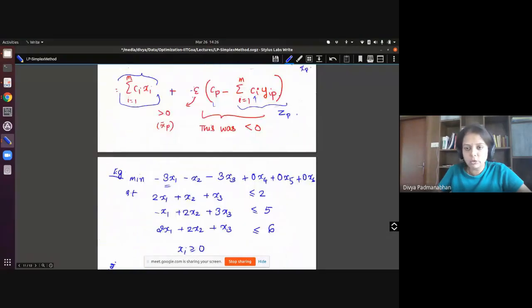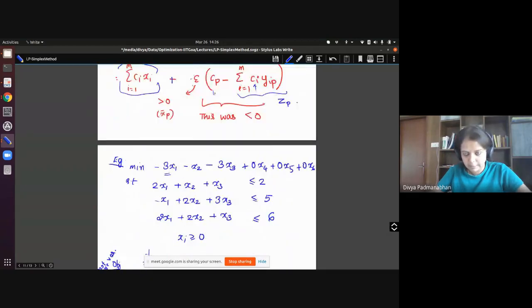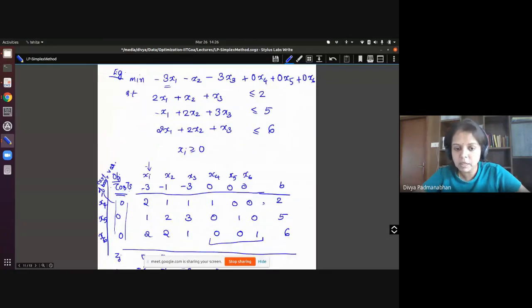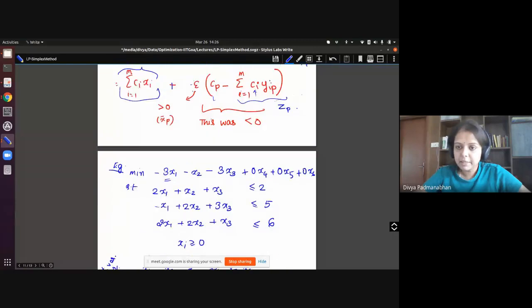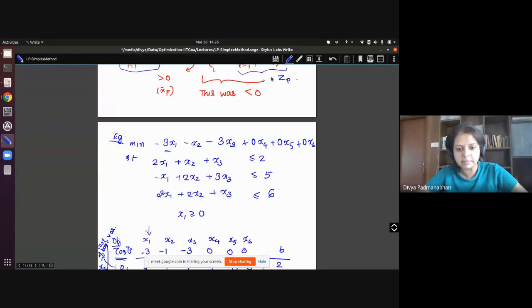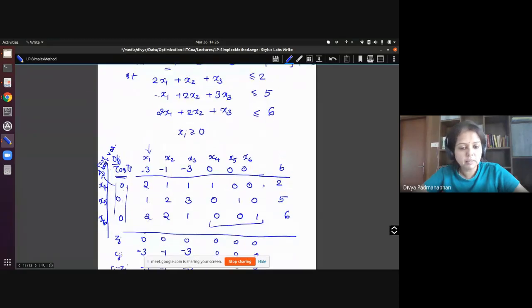So now what you do when you compute this ZP, summation CI YIP: let's take the first column and compute this number. You have to do this for every non-basic column. So let's start with the first column. These YIPs correspond to these columns, 2, 1, 2. That is the first column, and that's exactly the value of these YIPs. So you just multiply these two: 0 times 2 plus 0 times 1 plus 0 times 2. So that's going to give me 0.